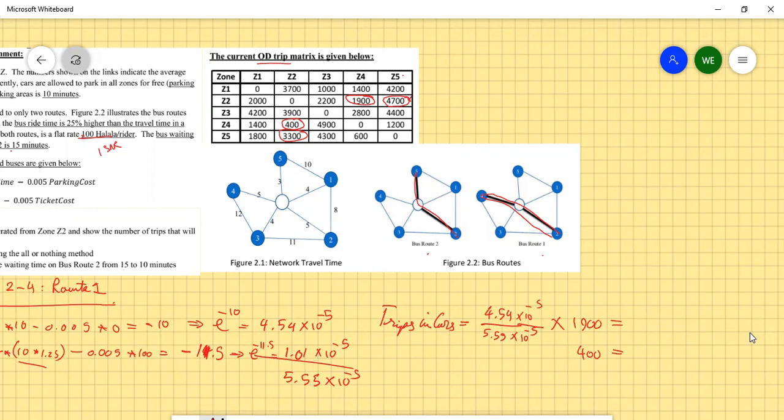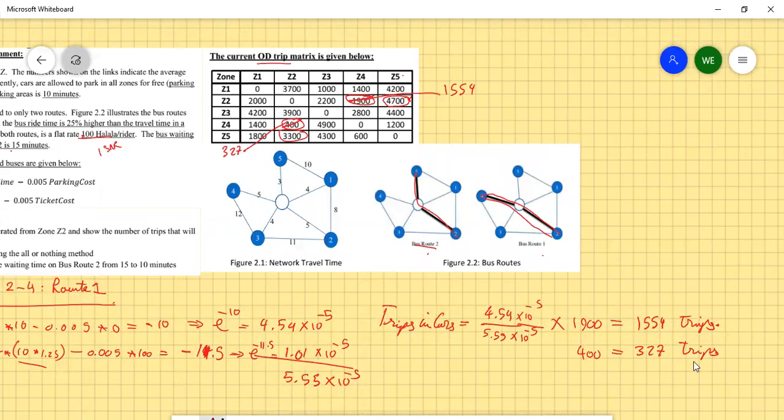So we will have 1554 trips, and the 400 is going to be split into only 327 trips. So this one, we're going to slash it, and this one, slash it, and instead we are going to put here 1554, and here we will have 327. Okay, we will do the same but for route 2.